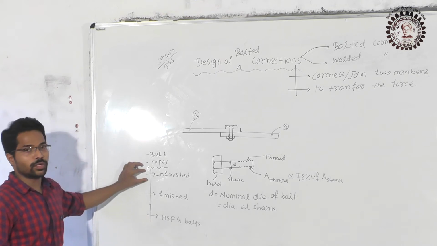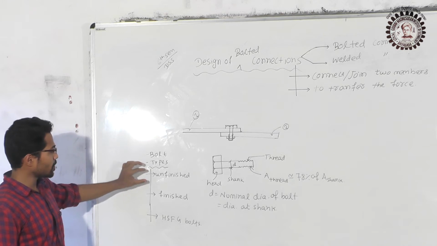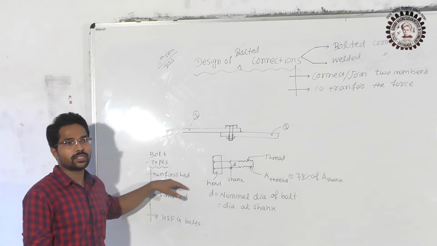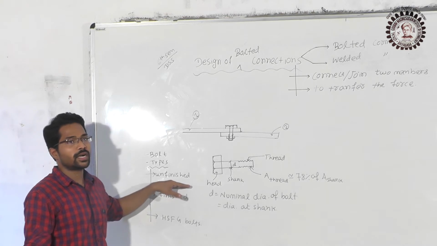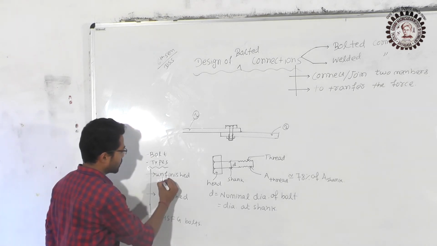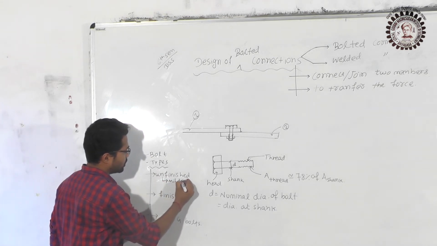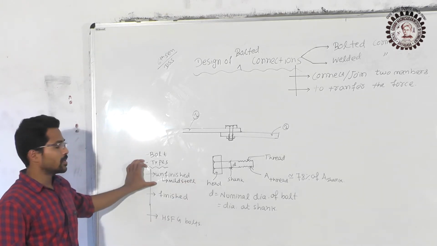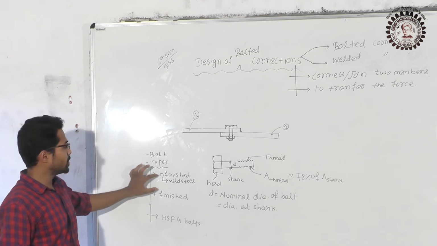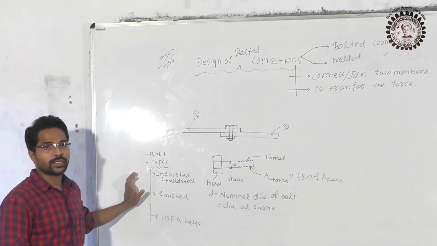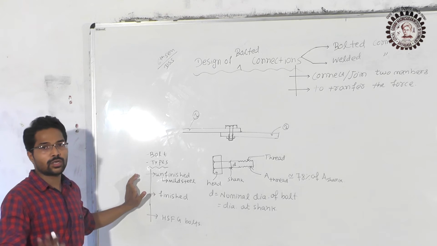First is unfinished bolt. Unfinished bolt means what? So we have already known in the first class of your 6th semester that there are different types of steel available, like your mild steel and high tensile steel. So basically these unfinished bolts are made of mild steel. Mild steel means Fe250, right? Next, unfinished bolts means the shank part is left unfinished. Okay, there is no finishing done, and it is plain, no roughing or rolling is done.